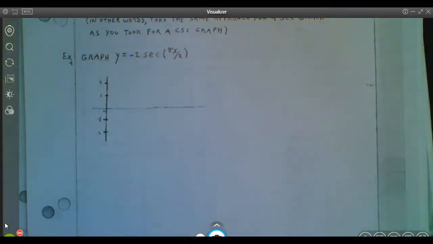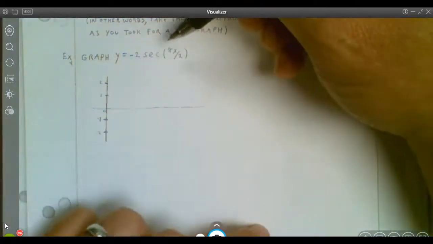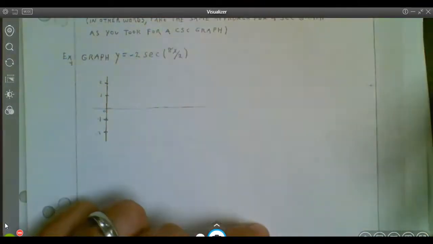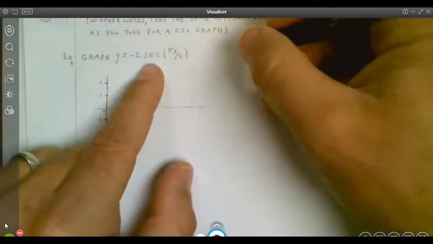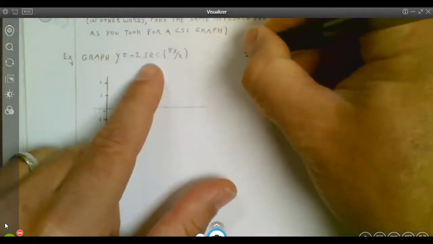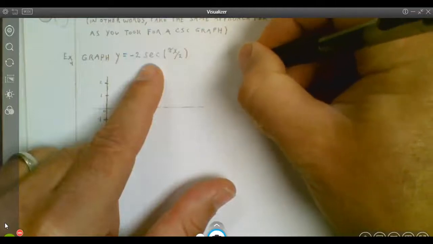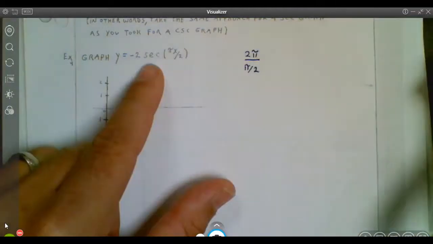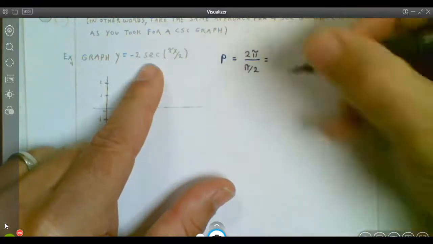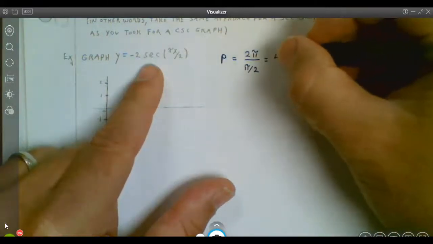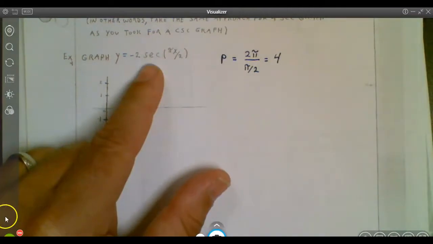So I've got pi x over 2. So my b value is pi over 2, right, on this one. So anything attached to x is your b value. So again, I'm going to start the same way. I'm going to say 2 pi over b in order to get my period. My pi's cancel. 2 times 2 is 4, so this is going to be 4 units. That's a nice easy number to work with.